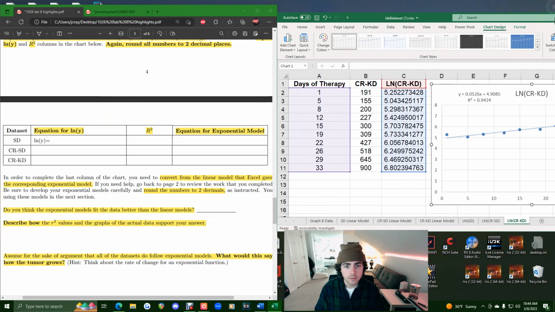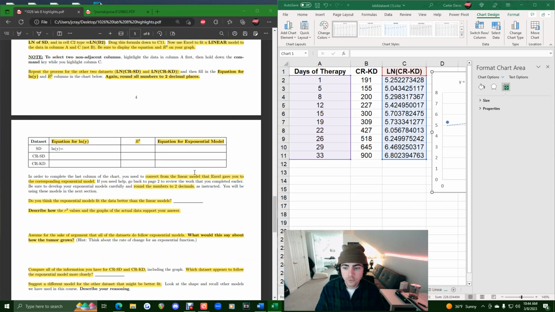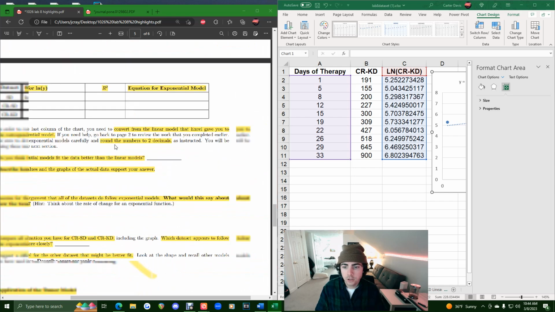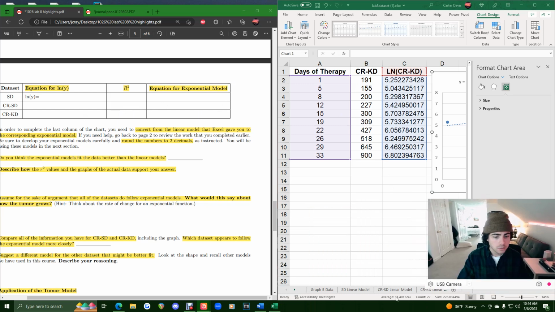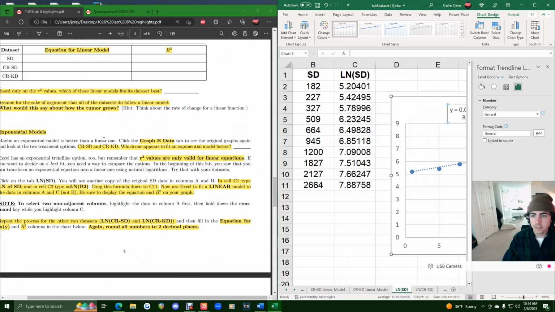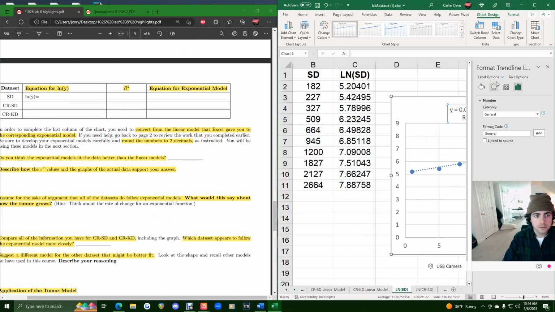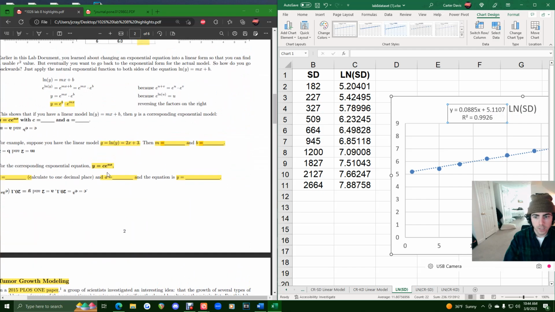All right, so now you should have these first two columns plugged in, or you know exactly what goes in those columns now. So now the equation for the exponential model here is where we're kind of doing what we did on the very first page of the lab and converting something that's in the form of ln of y equals back into the equation for the exponential model. So I'm going to try to do this the best I can using what we have here. So ln of SD is where I'll start.